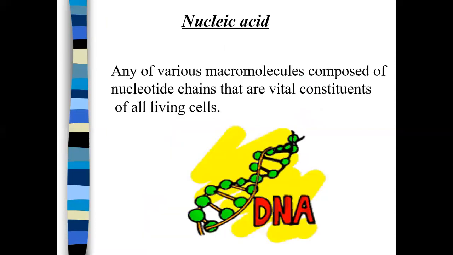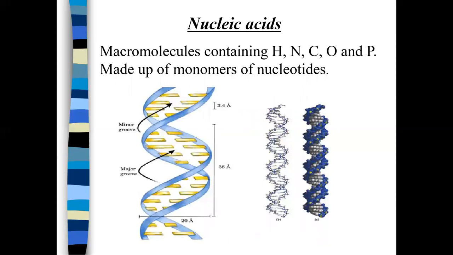Now, the fourth and last topic of this chapter is nucleic acid. Nucleic acids are macromolecules composed of nucleotide chains that are vital constituents of all living cells. They are very essential for the survival of living cells. No organism can survive without nucleic acid. Nucleic acids contain hydrogen, nitrogen, carbon, oxygen, and phosphorus. They're made up of monomers of nucleotides.